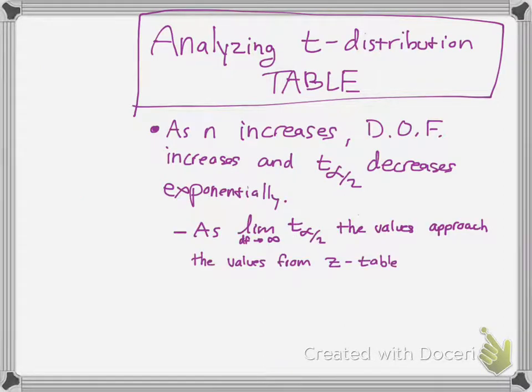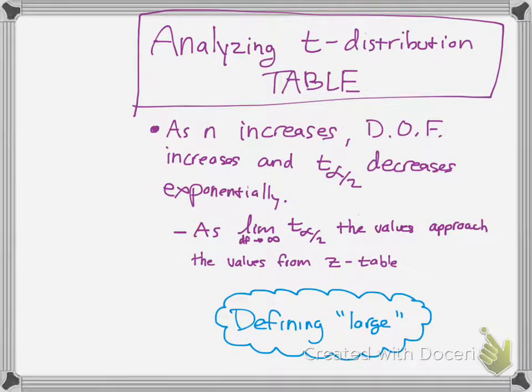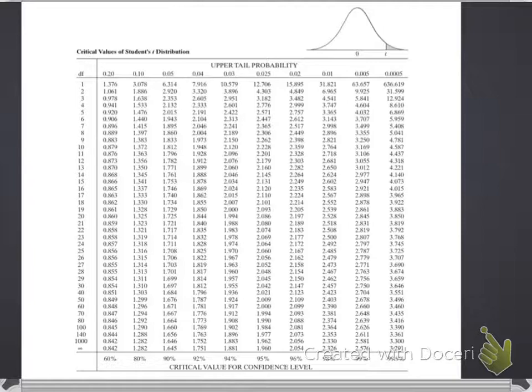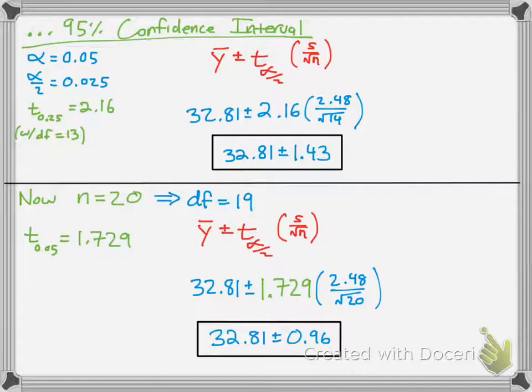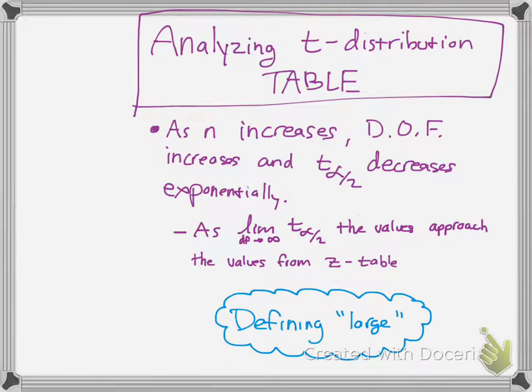So again, to put it in mathematical terms, as the limit of our degrees of freedom goes to infinity, your t values would approach the values of the z table. So you can use that as well. And one thing I want to touch on is defining large. If we say that a large sample is 50, then everything less than that would be small. But it really depends on the person doing the research and the type of research you are doing. I talked about that at the beginning of the video.